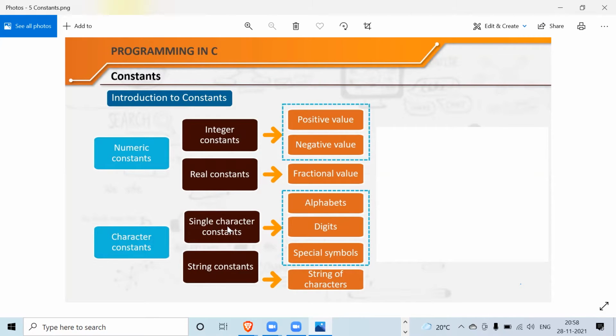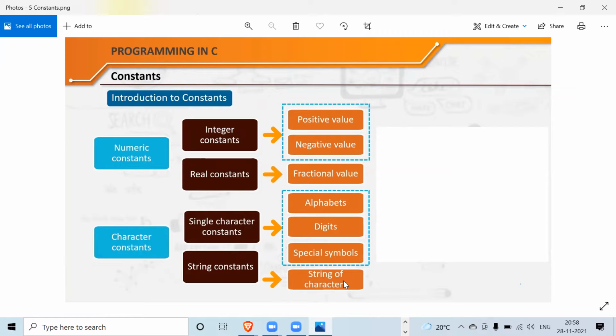Okay, next comes the character constants. In this there are two types. One is single character constant, another is string constant. In single character constant, what are the things? Alphabet can be there, any digit can be there, any symbol can be there, and it's always written between single quotation marks, that is for character. For string, double quotation is used, a string of characters.